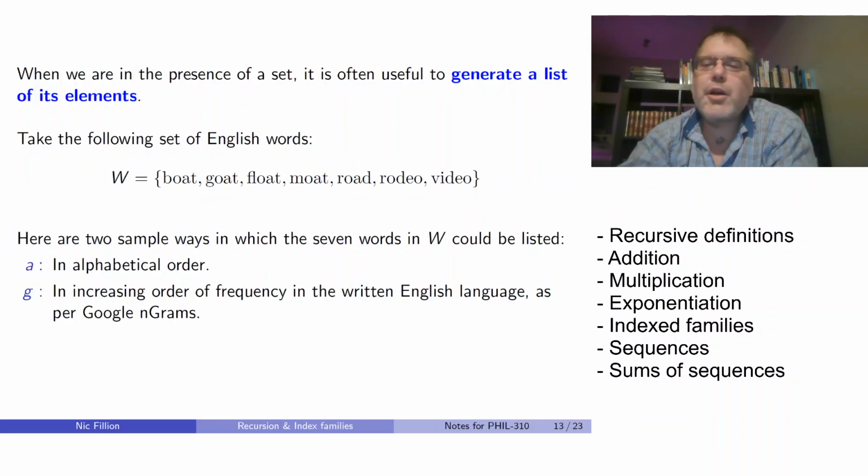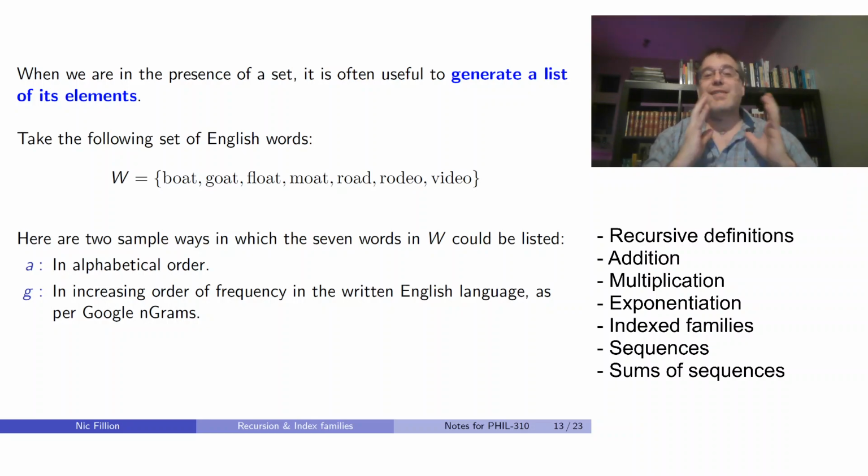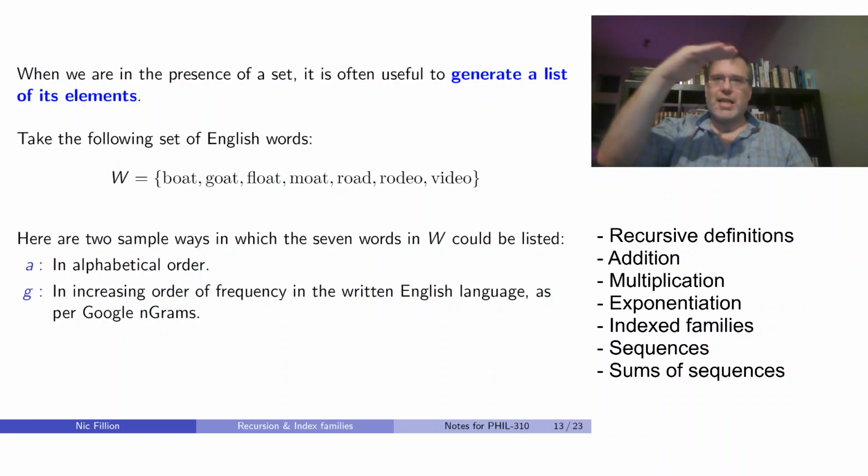So now we are going to get to a slightly different but related topic, which is when we have a set of objects. Remember, a set of objects is just a bunch of objects. There's no order in them. But we might want to generate a list where all the elements are ordered.